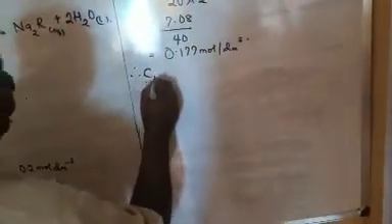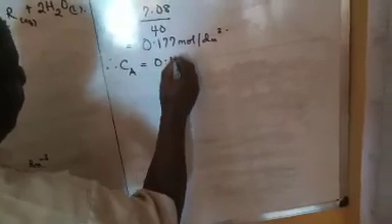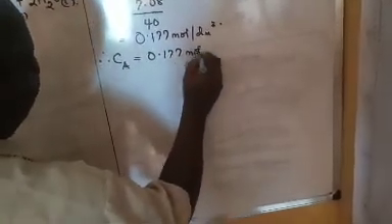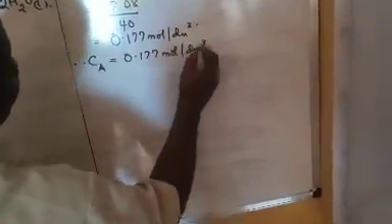We've solved that question now. The concentration of acid, therefore, Ca is equal to 0.177 mole per dm cube. That's the answer to that question. Now, the question that is attached here, we should find the molar mass of the dibasic acid. Molar mass of the dibasic acid.